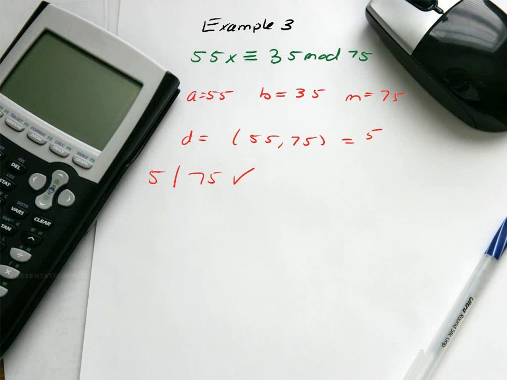Isn't that supposed to be 5 divides 35? Did I make another arithmetic error? Yes, it should be 5 divides 35.